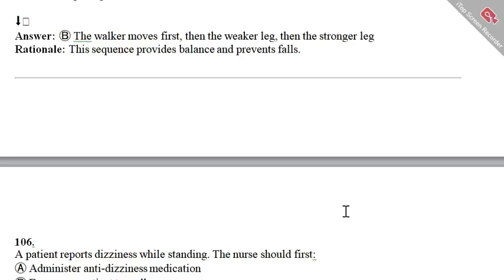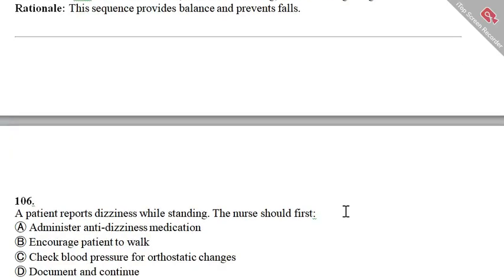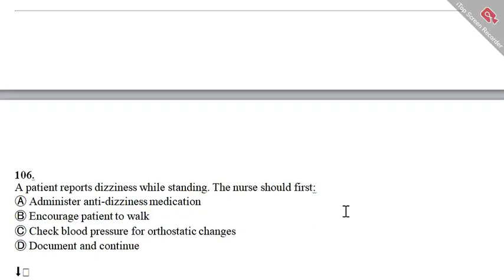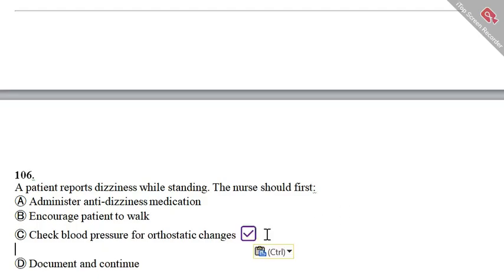Let's move to question number 106. A patient reports dizziness while standing. The nurse should first... The correct option is option C. Check blood pressure for orthostatic changes.